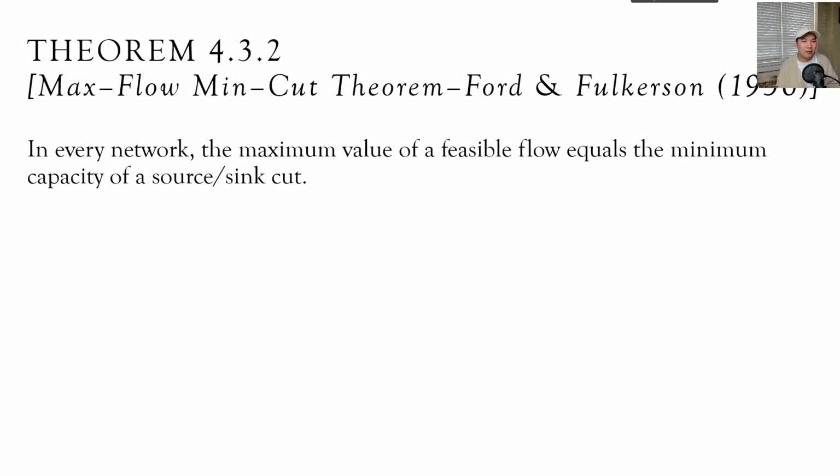So we have the max flow min cut theorem, and it's by Ford and Fulkerson in 1956. If I have any network, the maximum value of a feasible flow should equal the minimum capacity of a source-sink cut. In other words, if I know the max value or the capacity, then I can find the value of my other value of interest.